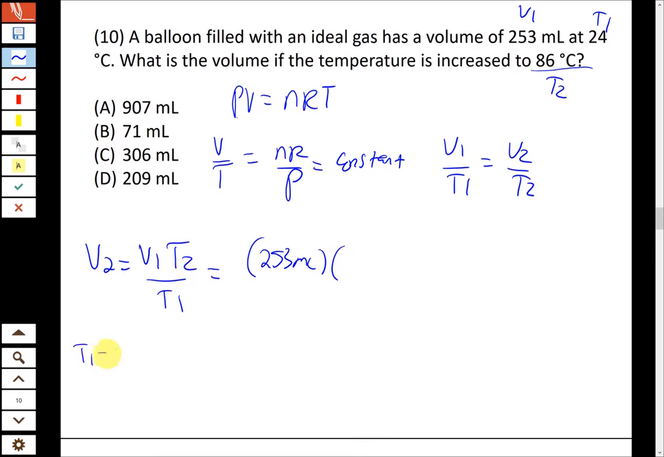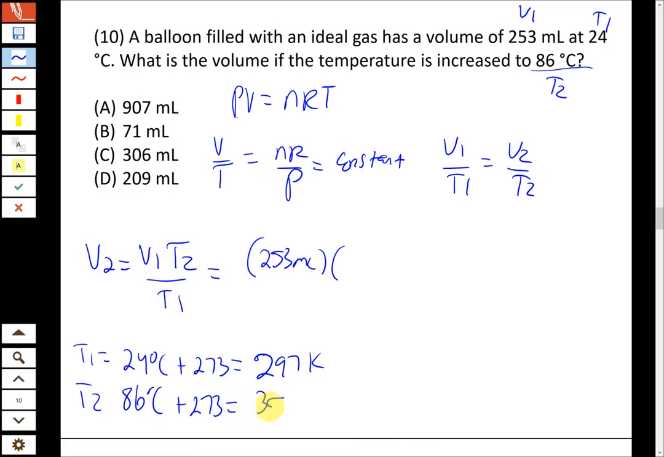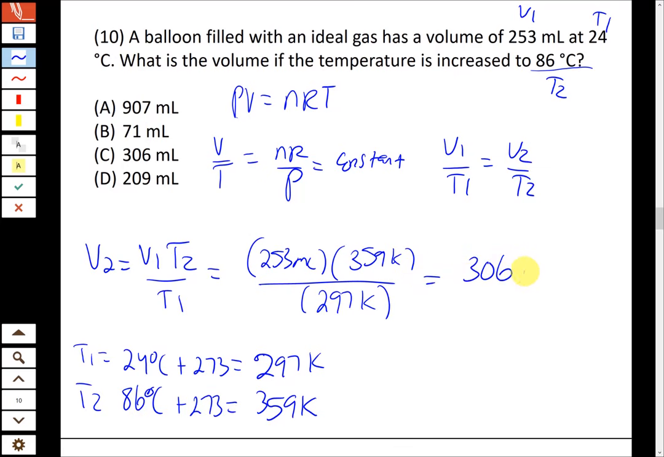So T1 in Kelvin is going to be 24 Celsius plus 273, which is 297. And then T2, which is 86 degrees Celsius, we add 273 to that, and it comes out to 359 Kelvin. Okay, so we need to make sure that we're doing these in the correct units, and it has to be Kelvin for temperature in any gas law problem. So T2 is 359, and then T1 in the bottom is 297. So it's not a huge volume change, but it does increase because of the increase in temperature, and it comes out to 306 milliliters, which is going to be answer choice C in this multiple choice question.